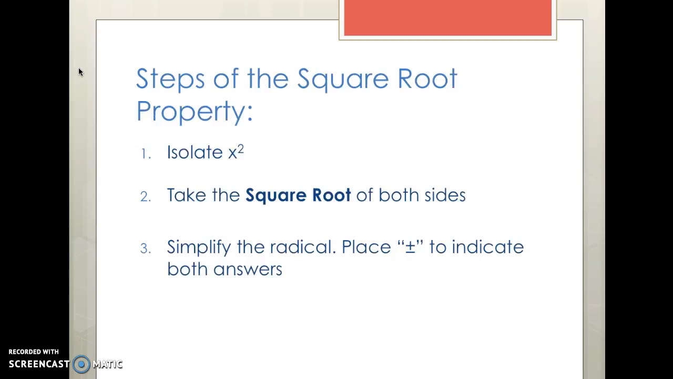So the steps of the square root property: the first step is we want to isolate that x squared. We want to take it and make it be by itself. Second step is take the square root of both sides. Next, we're going to simplify the radical, placing plus or minus to indicate both answers, because if you have a square root, it could be plus or minus the square root. Because if you take 12 squared, negative 12 squared is still going to equal positive 144.